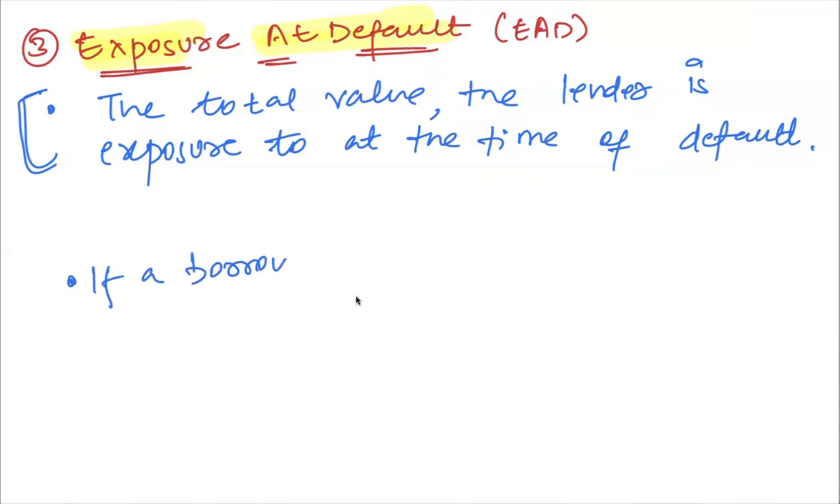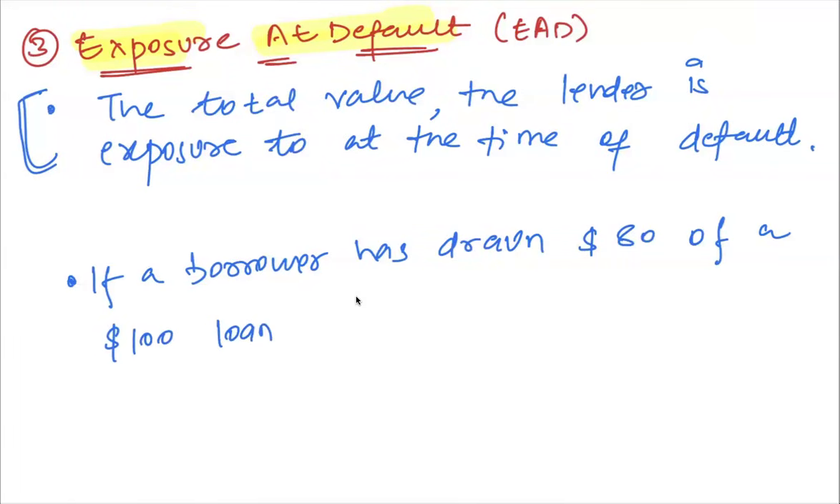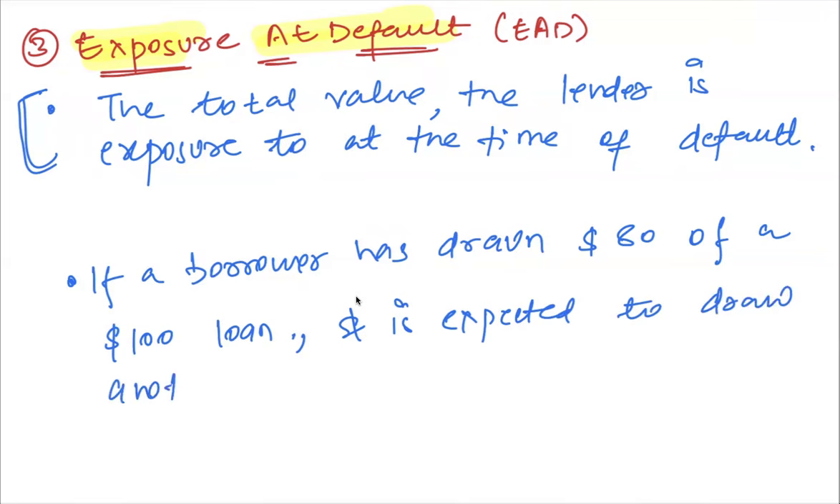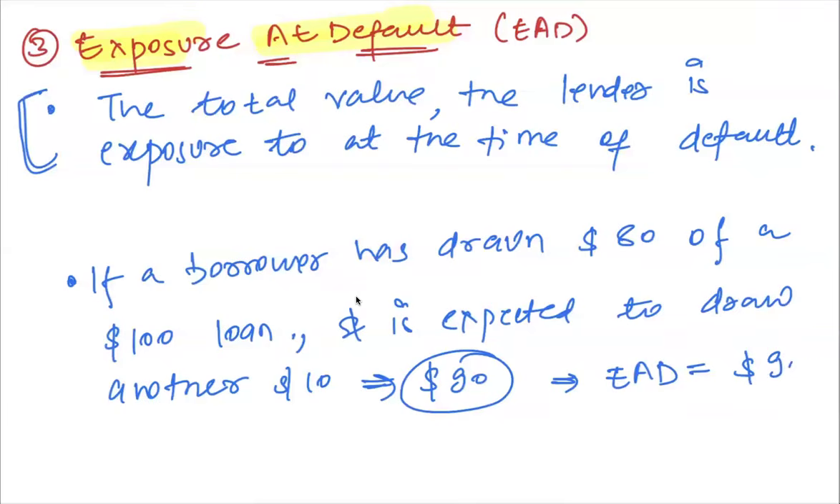has drawn $80 of a $100 loan, and is expected to draw another $10. So how much did he draw? He drew $90, right? Out of the $100 loan, how much has he taken? He has taken $90. So therefore, exposure at default is how much? $90. Okay, exposure at default is $90.